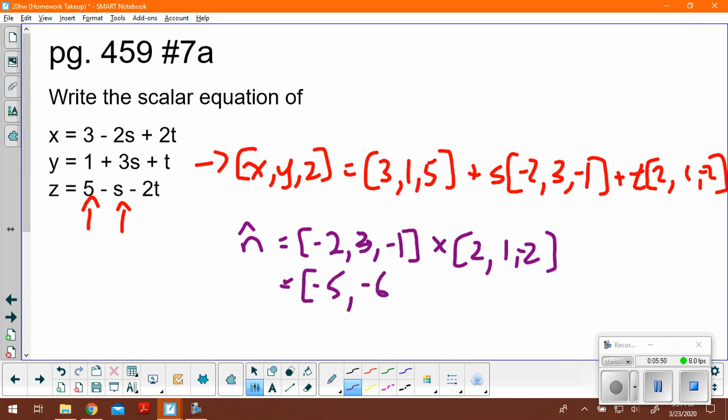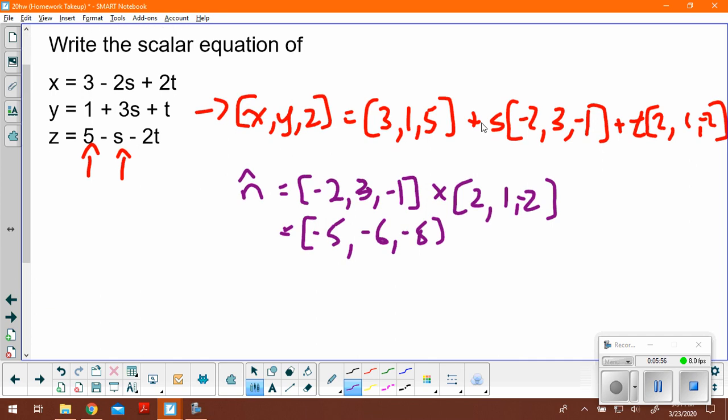negative 6, and negative 8. Again, to make my life a little bit easier when I get down to the calculations, I have 3 negatives there, so let's just flip that around to positive, because that's just going in the opposite direction, and it'll still be perpendicular to the plane.